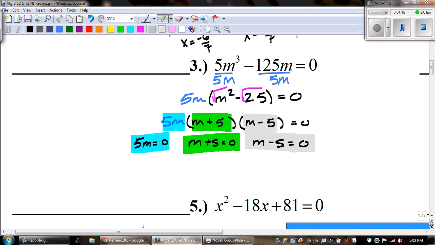We're going to have 3 answers. So what are they? Well, do the work. Let's go. Pause the video if you need to. Okay, so the 3 answers: we get m equals 0 for the blue, m equals negative 5 for the green, and m equals positive 5 for the gray. So we're going to write those 3 answers in order from least to greatest: negative 5, 0, and 5.